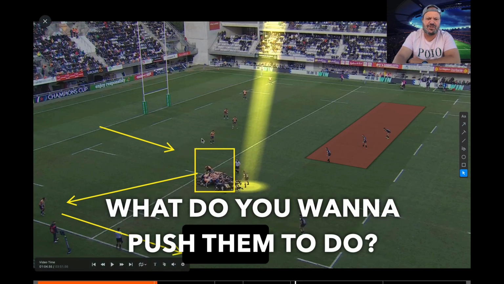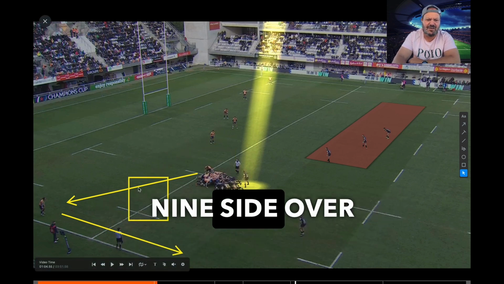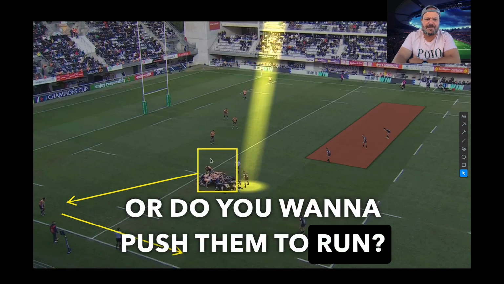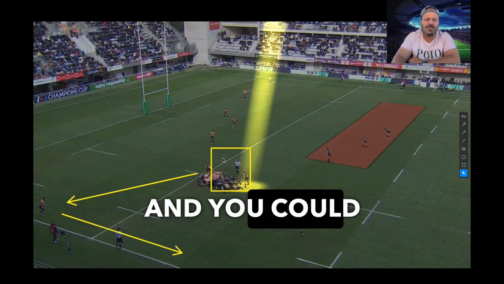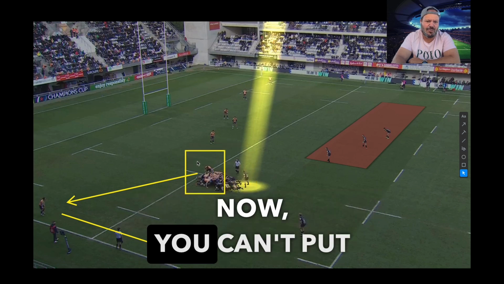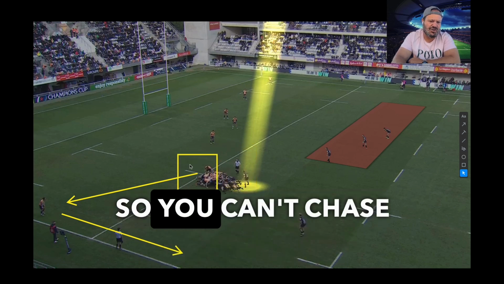So what do you want them to do? What do you want to push them to do? Do you want to push them to the 8-9 side over here? Or do you want to push them to run? If 9 stays up, they're going to take this. And you could almost do that as a possum trap. Okay, now you can't put pressure on the source anymore, so you can't chase him around.